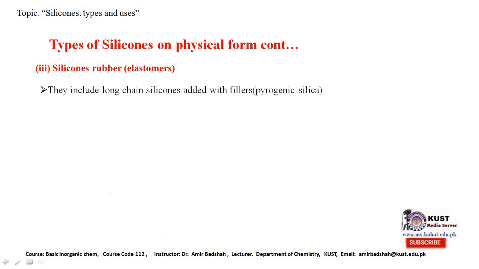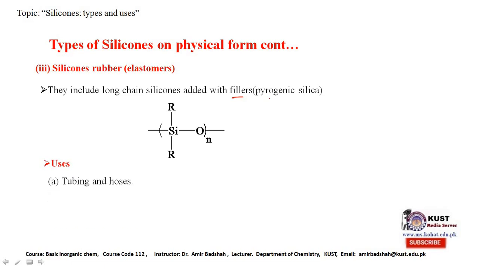The third one is silicone rubber, which is also called elastomers. These include long chain silicones, but they will not be in the pure form; they will be mixed with fillers. The filler may be pyrogenic silica, which is a type of silica. This is an example of silicone rubber elastomer, which is mixed with the pyrogenic silica and changes into the elastomers.